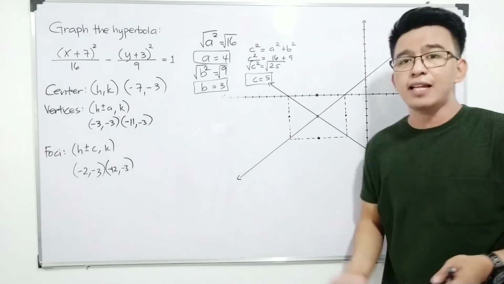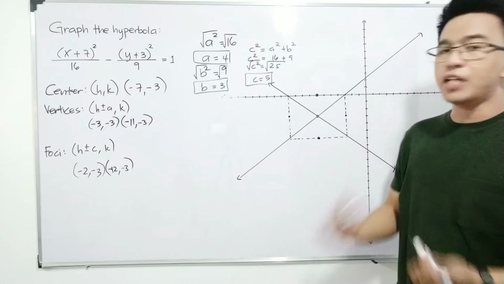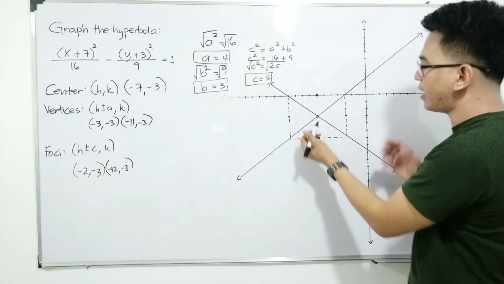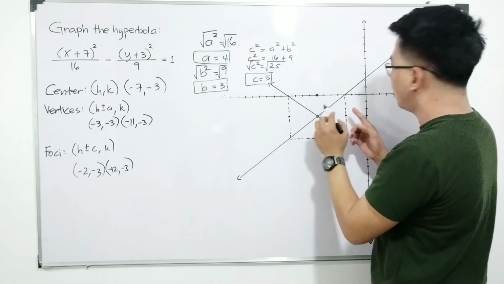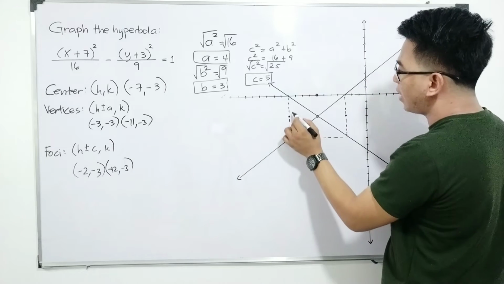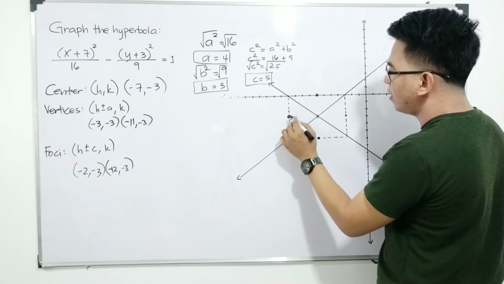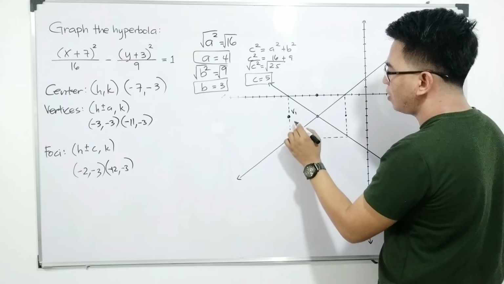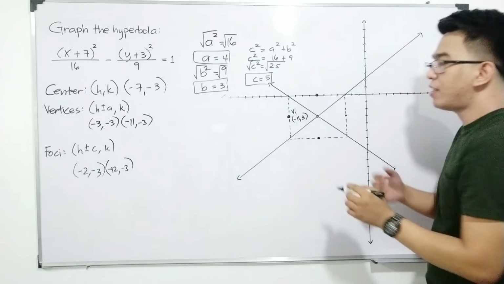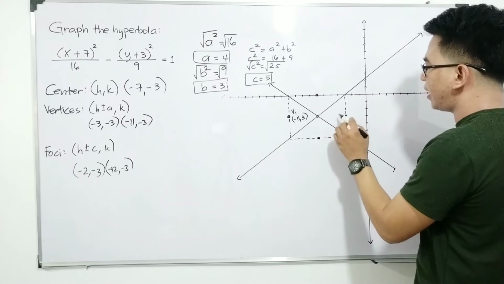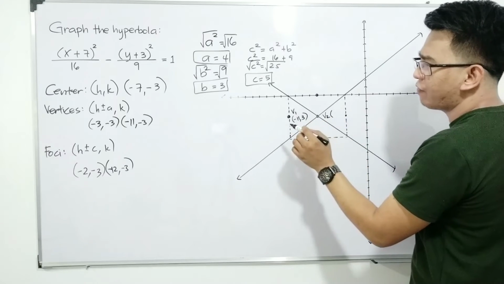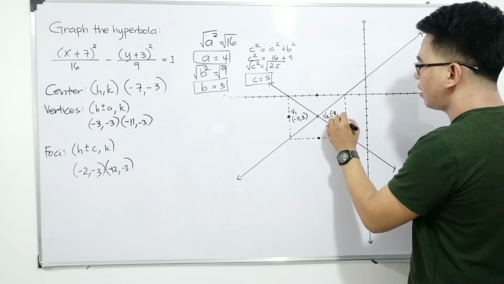Actually, nilocate na natin yung ating vertices kanina gamit yung value ng A na nag-move tayo sidewards mula sa center. Ito na siya mismo, guys. Yung first natin ay negative 11, comma negative 3, di ba? Ito na siya, guys. This is negative 11. Ito yung vertex number 1 mo. Ang kanyang coordinates ay negative 11, comma negative 3. While the other vertex o yung V sub 2 natin is negative 3, comma negative 3.